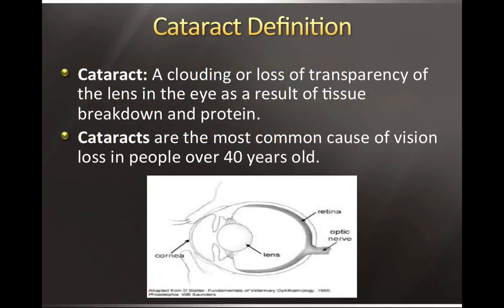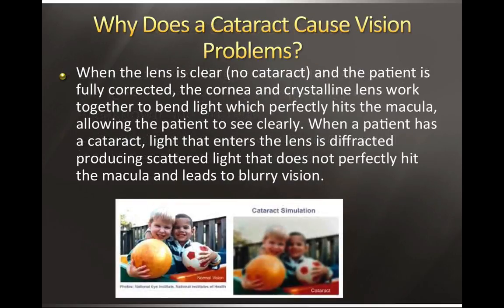Cataract definition. A cataract is a clouding or loss of transparency of the lens in the eye as a result of tissue and protein breakdown. Cataracts are the most common cause of vision loss in people over the age of 40.